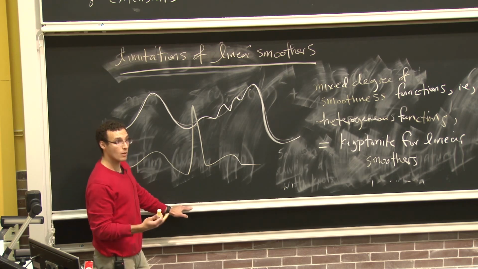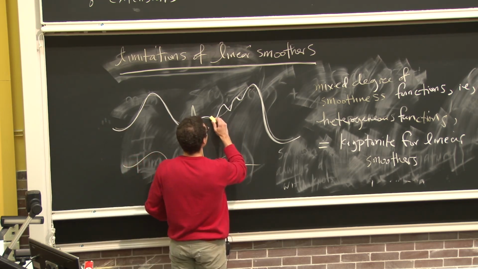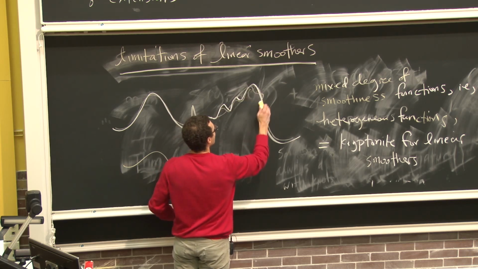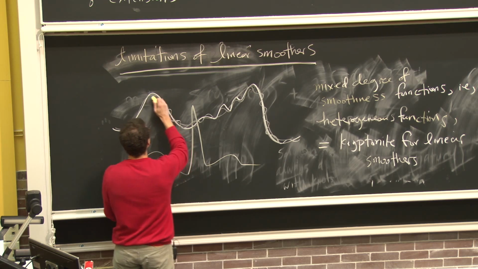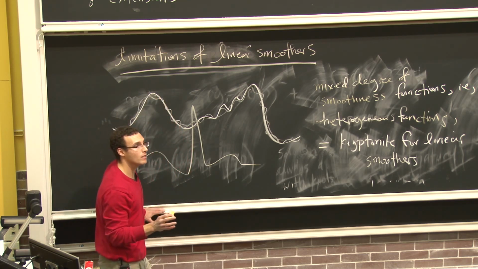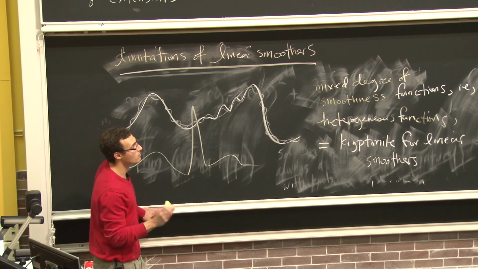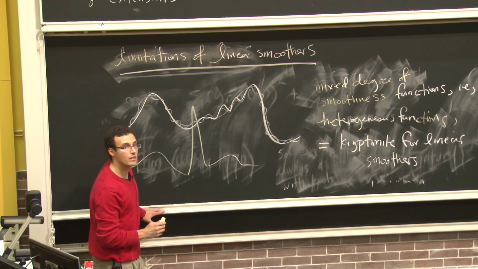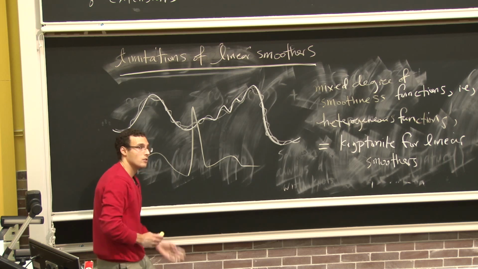Okay, if you make lambda small, so you say, I want the function to be more complex, then it does a good job of picking this up. But then it actually kind of undersmooths the rest of the function. So no matter how you choose lambda, for mixed degrees of smoothness, smoothing splines, but linear smoothers in general, cannot represent those types of functions. That's the practical reason that we don't like linear smoothers.